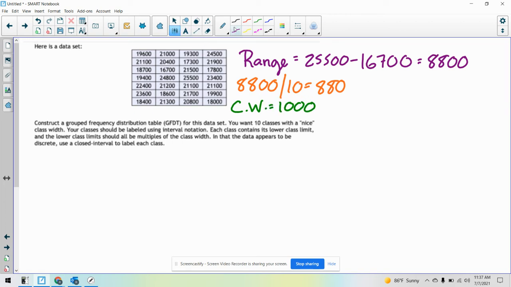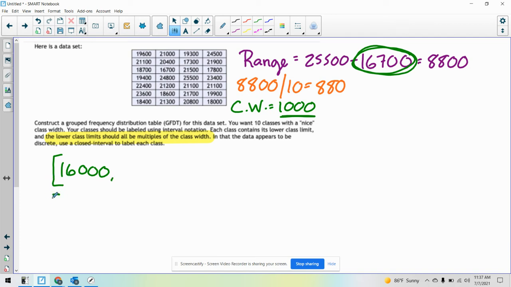Now, the thing to remember here is it says each class contains its lower class limit, and the lower class limit should be multiples of the class width. So I'm going to start my first class at the next number below my lowest value that's a multiple of my class width. So if my lowest value is 16,700 and my class width is 1,000, I need to find the next number below this that's a multiple of 1,000. Well, that's going to be 16,000.